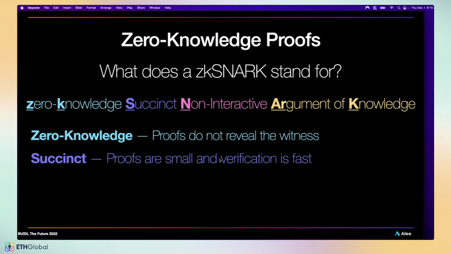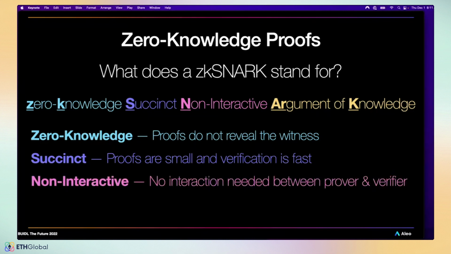A ZK snark is succinct, which means that the proof is small in size and verifying the proof is fast. This is super powerful because it ensures that the cost of verification is independent of the cost of computing that proof. And in other words, your proof could be over a very complex calculation, but can always be verified in a short amount of time. And this really helps with scalability, as we'll see later.